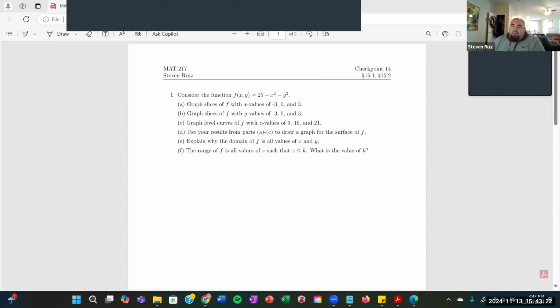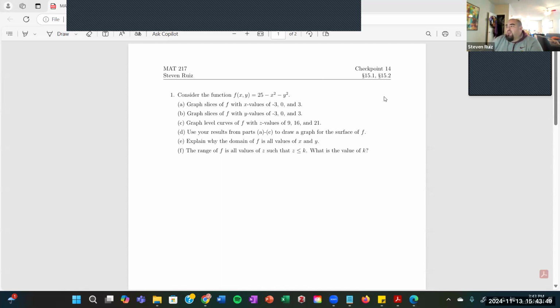All right, let's go ahead and take a look at checkpoint 14. So, getting back into calculus. I assume most of you took Math 213 recently, so you probably did single variable functions when you were doing brief calculus. So when you were doing derivatives, we're going to jump back into derivatives.